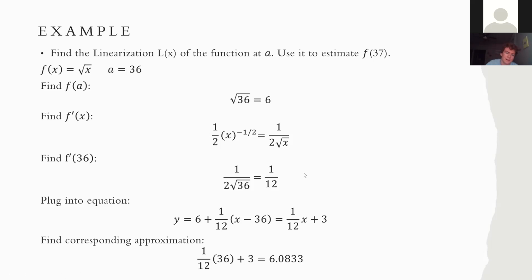And the same thing, we're going to plug into the tangent line. Then we're going to get 1 over 12 x plus 3. And then when we plug in, we get 6.0833.